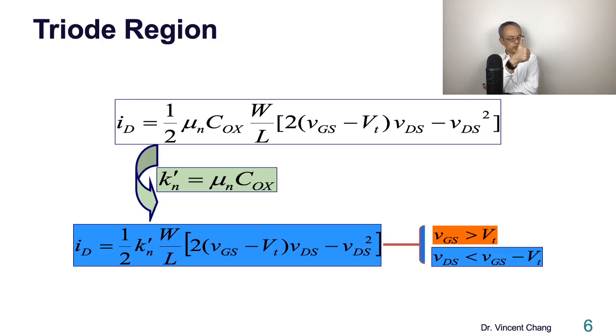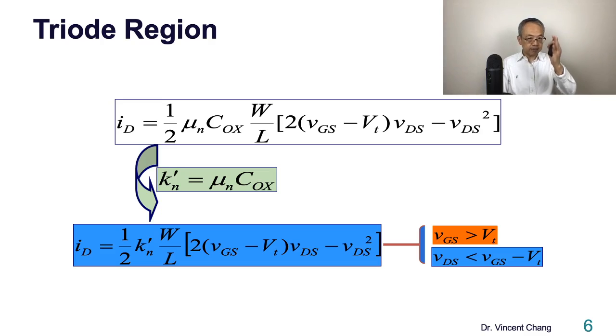On what condition does this equation hold? Number one, the channel is formed: VGS is greater than VT. The first condition tells us when the channel is formed. Otherwise, this equation has no meaning. If there's no channel, there will be no current.